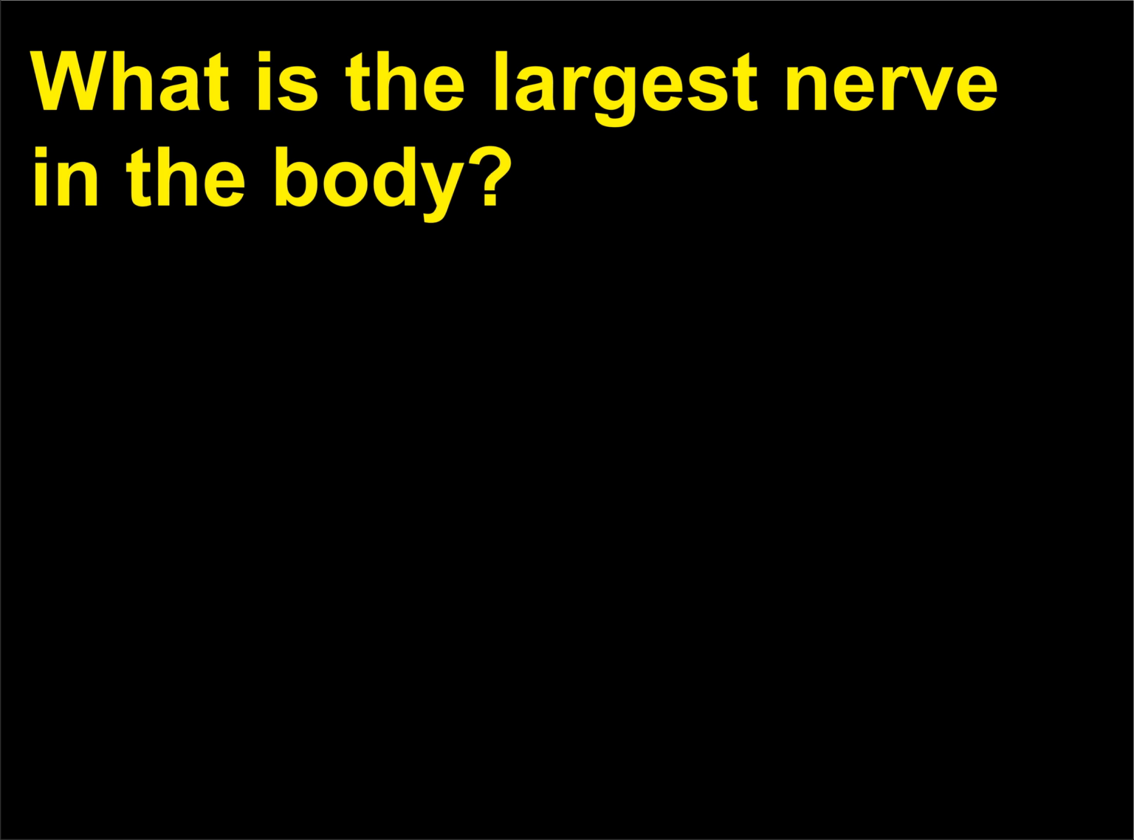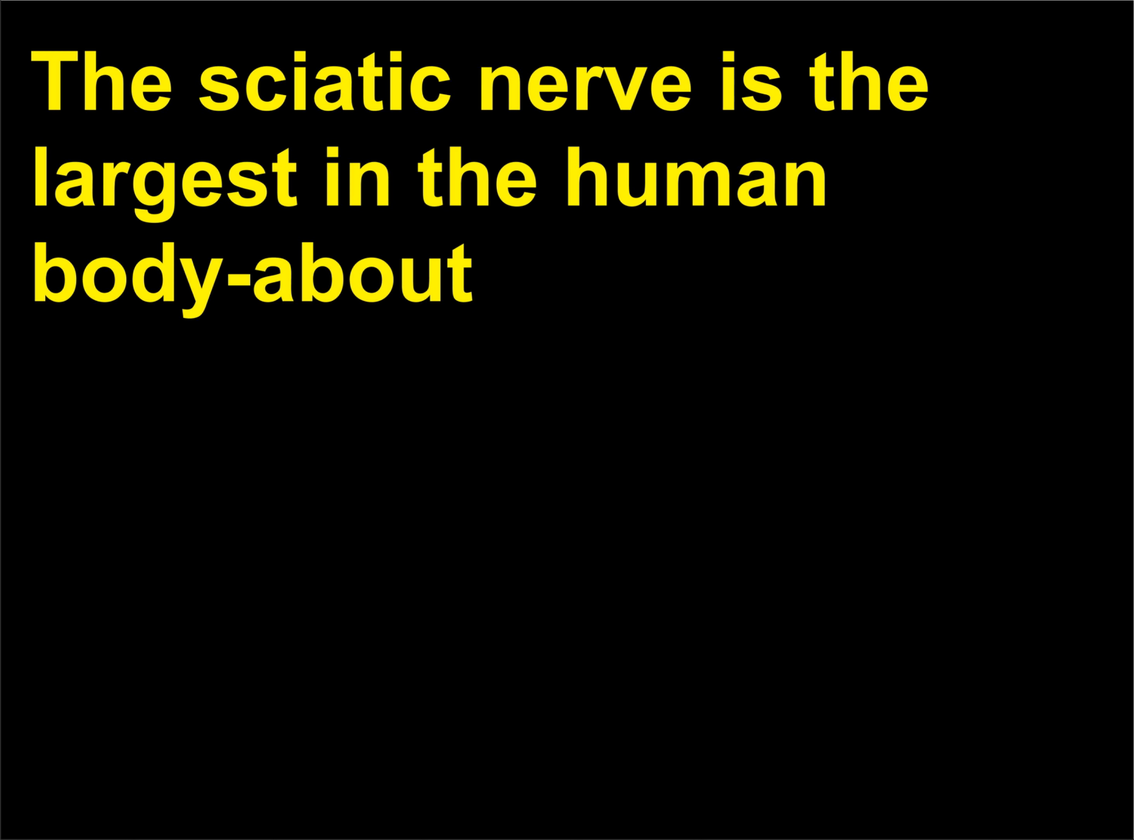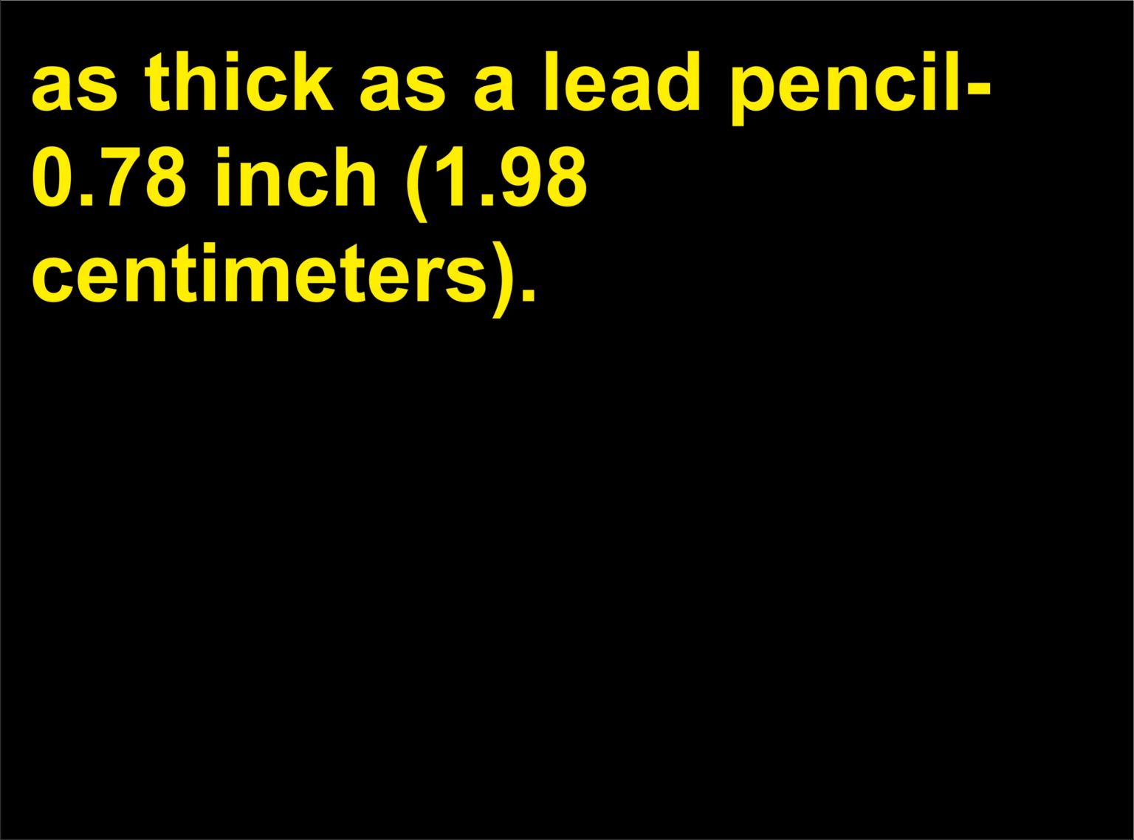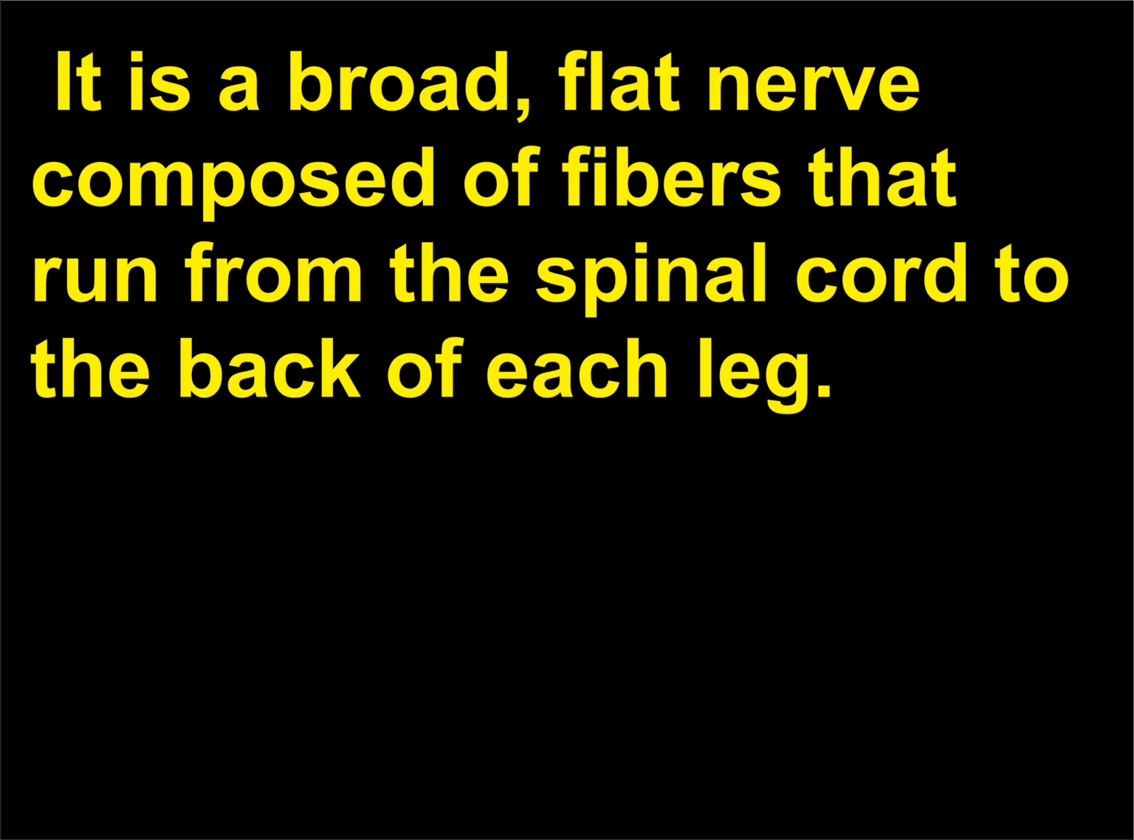What is the largest nerve in the body? The sciatic nerve is the largest in the human body, about as thick as a lead pencil, 0.78 inch, 1.98 centimeters. It is a broad, flat nerve composed of fibers that run from the spinal cord to the back of each leg.